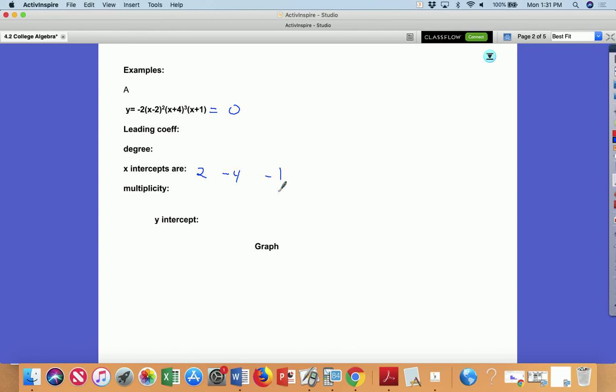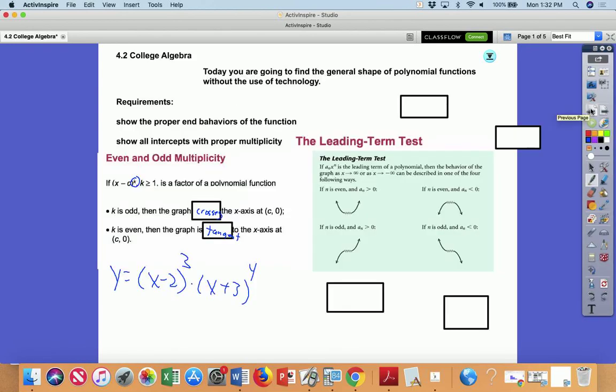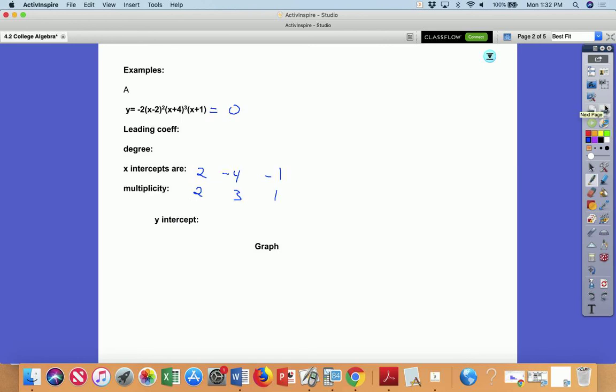Multiplicity is just the power: 2, 3, 1. So the multiplicity is this k value. That's all it is. So when that k value is odd, then you know it crosses at that x-intercept. When that k value, that multiplicity, is even, it's tangent. Okay?